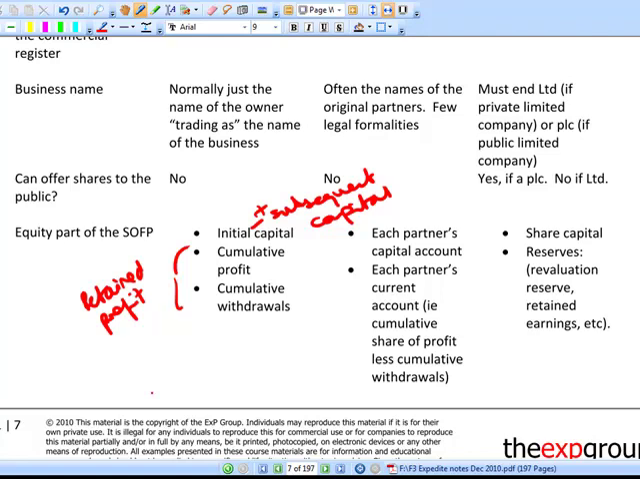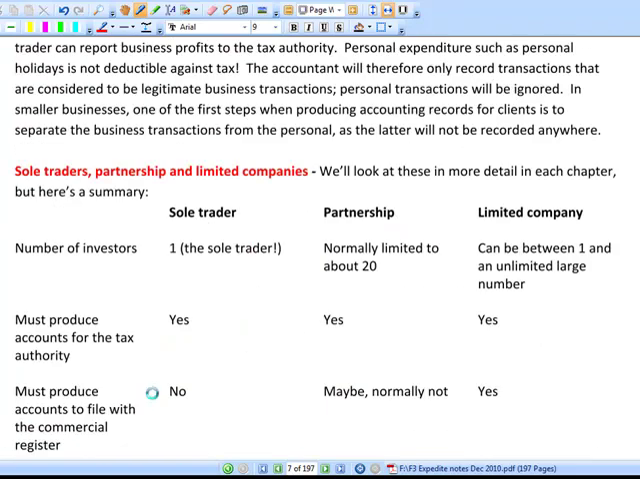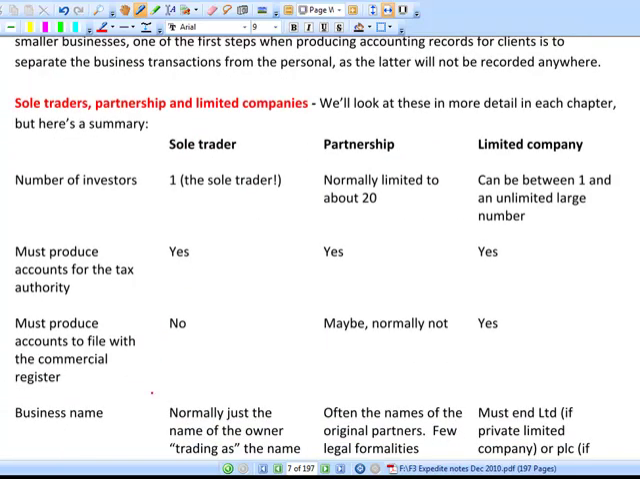If you've got a partnership with maybe 20 partners, the bottom half of the statement of financial position looks very complicated because you'd have to list the accounts of capital and current account for each one of those 20 partners. So actually the balance sheet, the statement of financial position, would mostly be the equity section. Let's take a look at a limited company. Limited companies have a particular meaning.